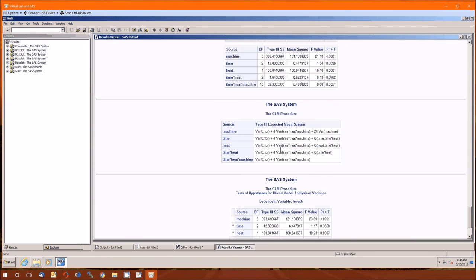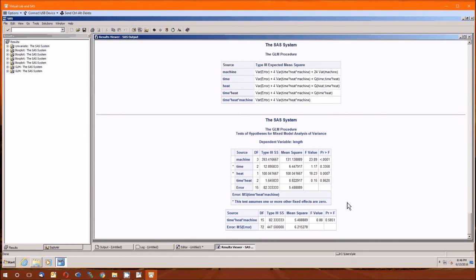We get everything else as before, but now we've got this last table: machine, time, heat, and that error. Notice the error has degrees of freedom 15, sums of squares of 82.33. I'm reading the last line in table 10.9. And now all of these F values are the mean squares divided by that 5.48888, not by the mean squared error. So these F values are now correct, and the P values are correct. Of course, it's up to you to determine which of these F values and P values are appropriate to interpret.